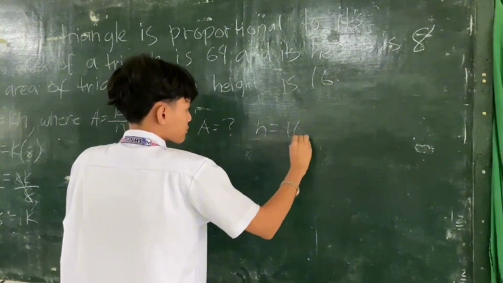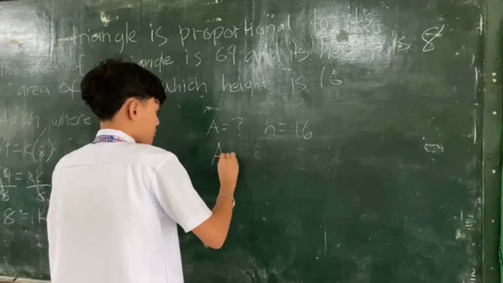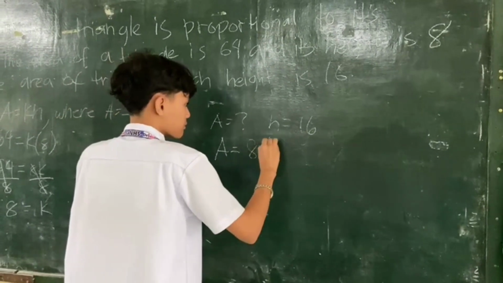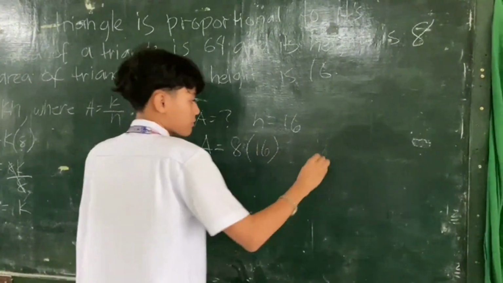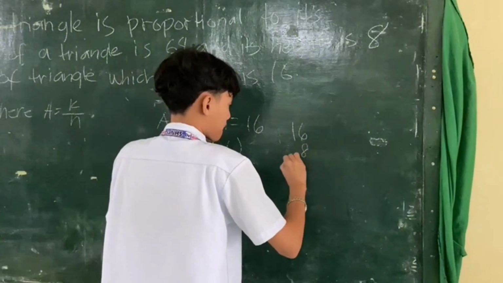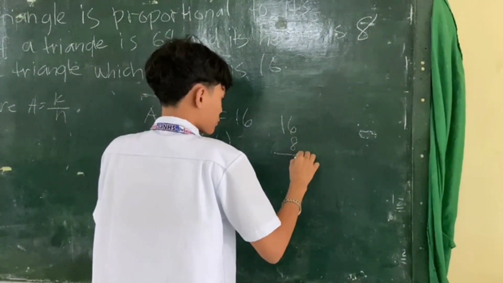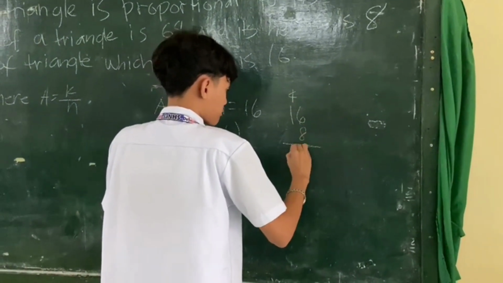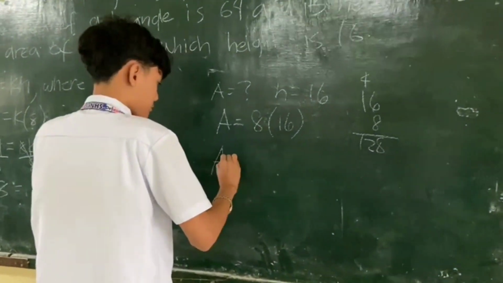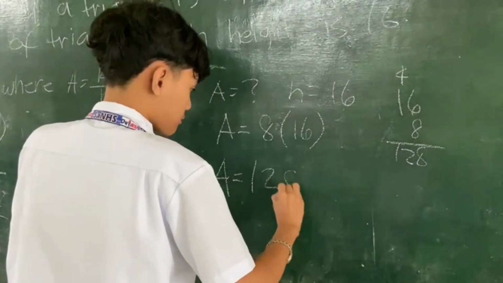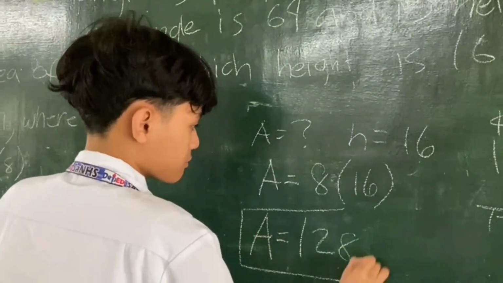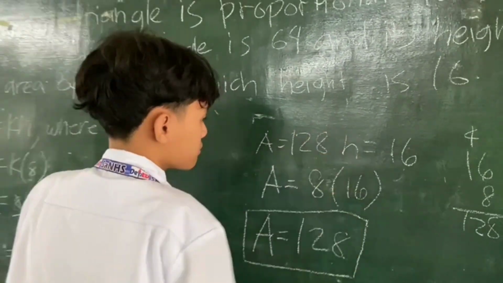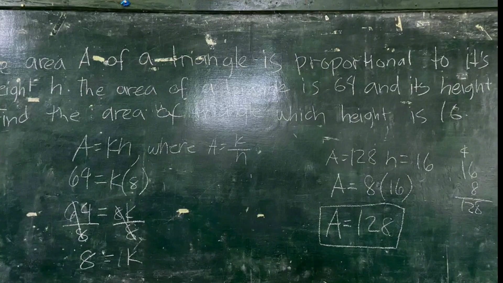We're going to find the area of the triangle when the height is equal to 16. Area of a triangle is equal to 8 multiplied by the height 16. Substitute 16 times 8. 6 times 8 equals 48. It is 48. 1 times 8 is 8, plus 4 equals 12. So the area of the triangle is 128 when the height is 16.